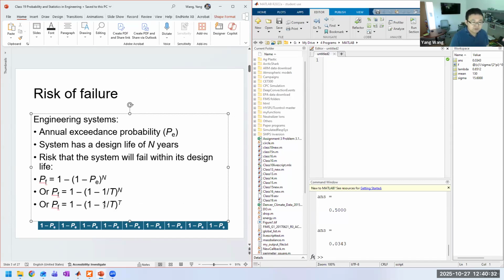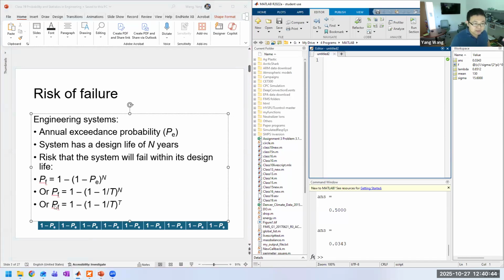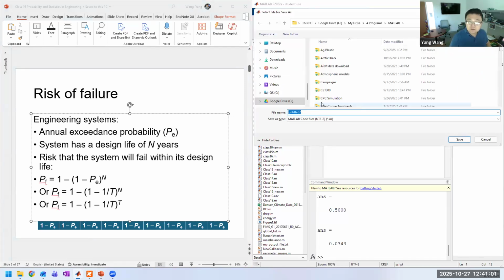So then you may think that, well, the risk of failure is really going to be dependent on the T here, or this design life here. But it turns out that it's not the case. So for example, we can try to plot the PF as a function of T, right? Which is the duration or the design life of this engineering system. For example, we can define, say, just create this new function here.